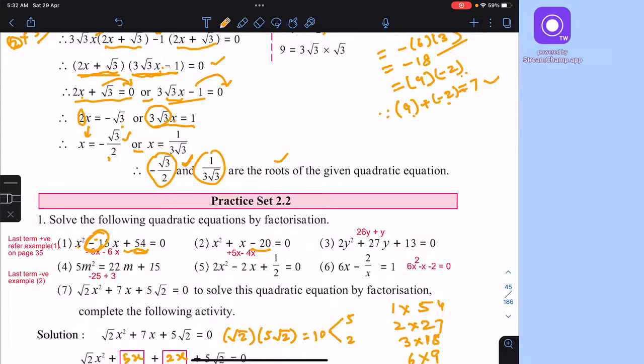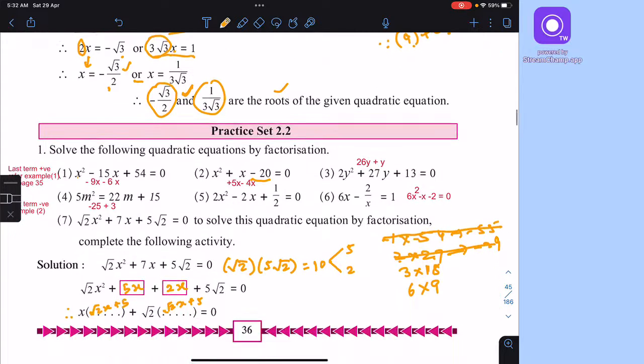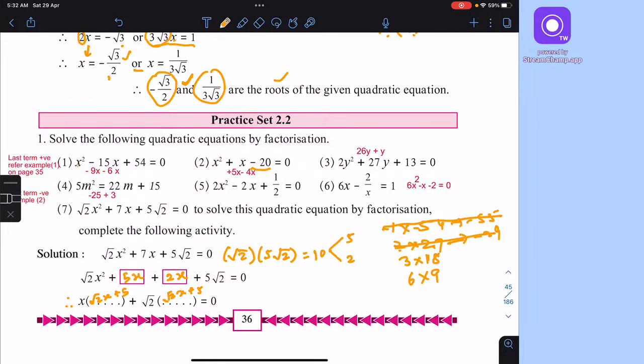So if you consider minus 1 and minus 54, their sum will be minus 55. We want minus 15, so this is of no use. Now if you consider minus 2 and minus 27, this will become minus 29. So that is also not used. Then 18 and 3, 21. That is also of no use.